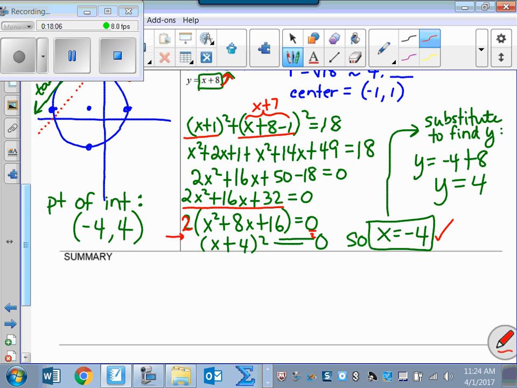So all I do then to find y is I plug that into the equation for my line. I certainly could have plugged x equals negative 4 into the circle equation, but why would I do that? Guys, you always want to pick the simplest equation. So that's what I did right here, and I ended up with y equals 4. So I've got one point of intersection. It is (negative 4, positive 4).